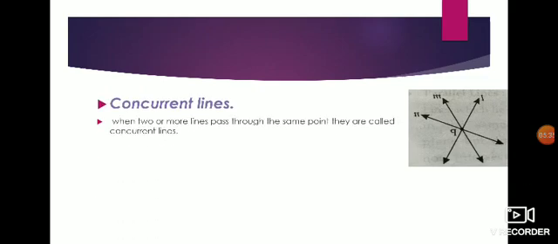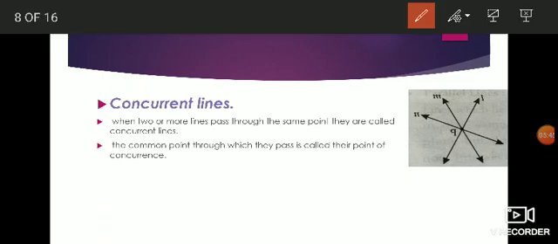Now we will see the next topic, concurrent lines. Now lines we know, just now we learned a line extends on both sides. So what is meant by concurrent lines, that we will see. When two or more lines pass through the same point, they are called concurrent lines. The common point through which they pass is called their point of concurrence.